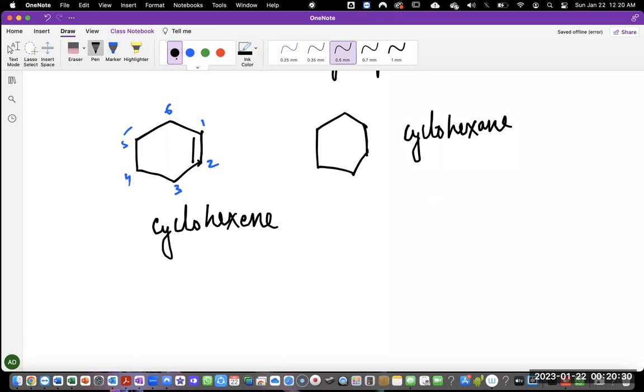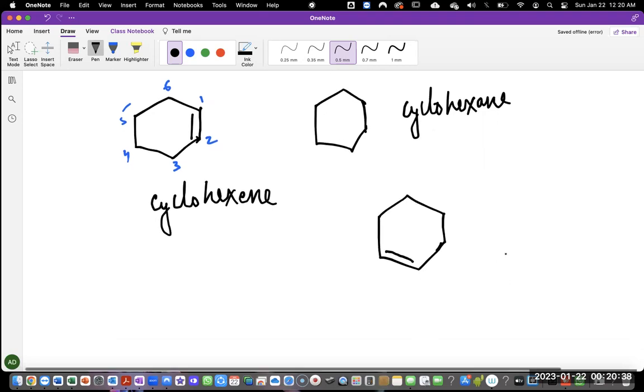Let me draw this structure again, but this time I am going to put a double bond over here. Let's see if that makes any difference. Let's see how the numbering for this one should work. The numbering will work the exact same way it worked for this example. Because what does the rule say? The rule says that the numbering is going to start where the double bond starts. So if it starts here, that's the 1.